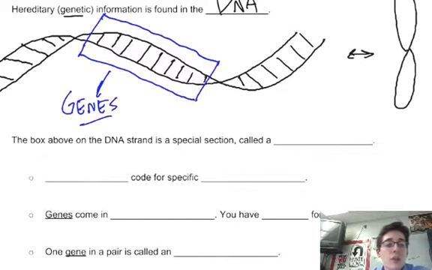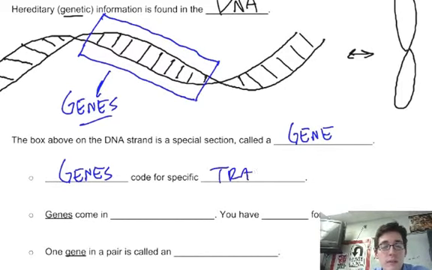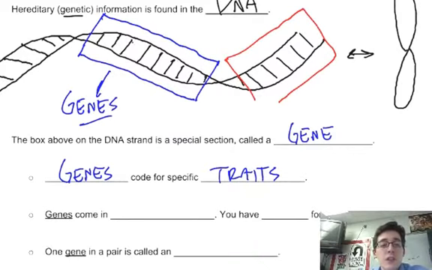Okay, so the box above on the DNA strand is a special section called a gene, and genes code for specific traits. Okay, so if the trait is the physical aspect, the gene codes for the trait. So on the DNA strand, you might have one gene here, you might have another gene that starts a little bit later in the code, like over here. Okay, so this is a DNA strand.